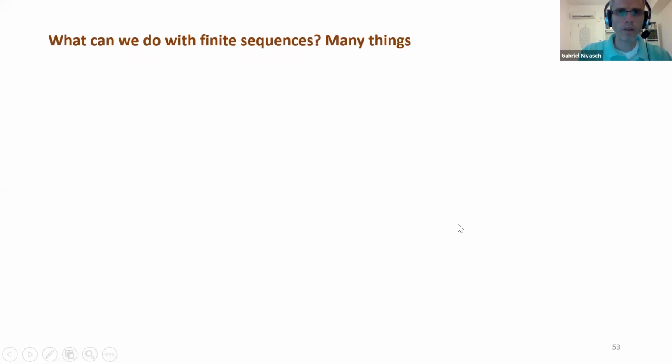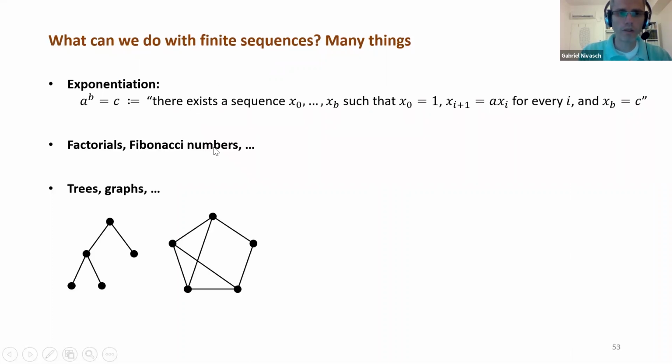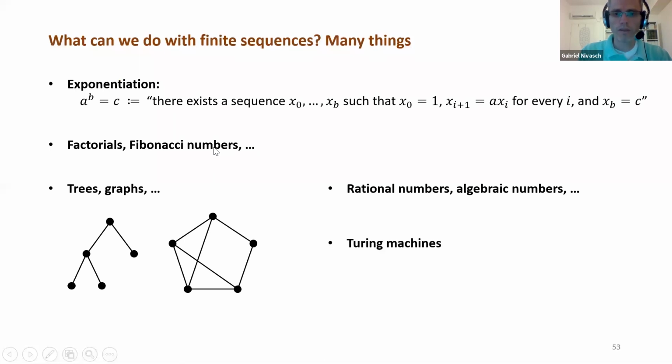And with that, you can do many things. You can do exponentiation, for example, using this formula. You can do factorials, Fibonacci numbers. You can do discrete structures like trees, graphs. You can do rational numbers. You can do algebraic numbers. You can even do Turing machines. You can do many things.